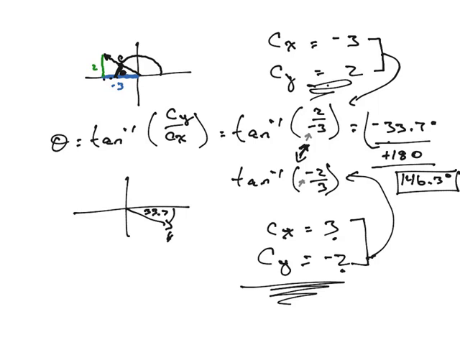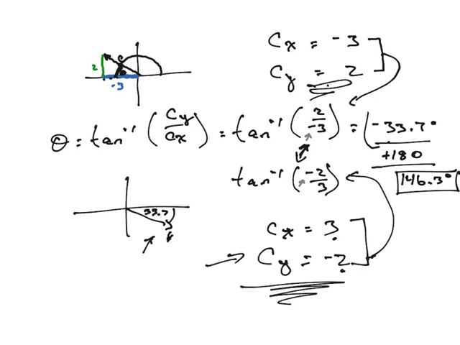Now this doesn't always happen. If this were the vector, if these were really the components, the bottom components, then when I stuck it in my calculator and got negative 33.7, I look at what it should be. It makes sense. 33.7 degrees down. It's in the fourth quadrant. It makes sense. I box the answer.